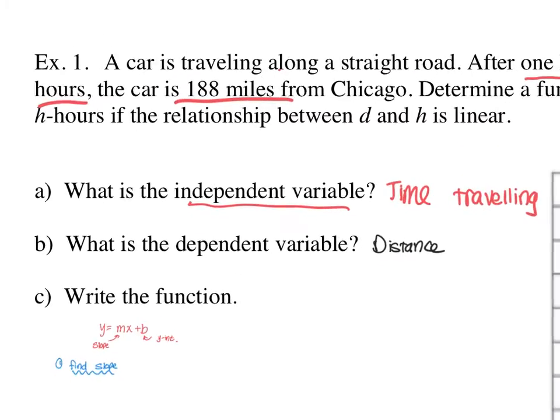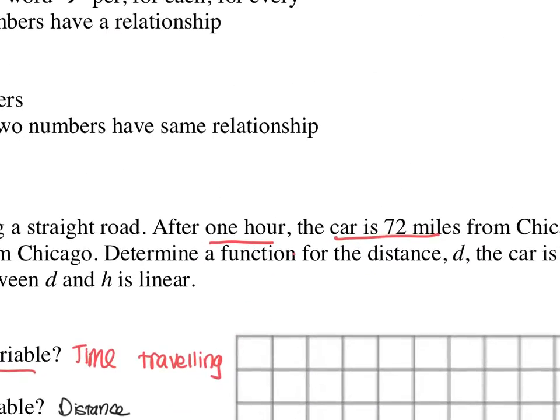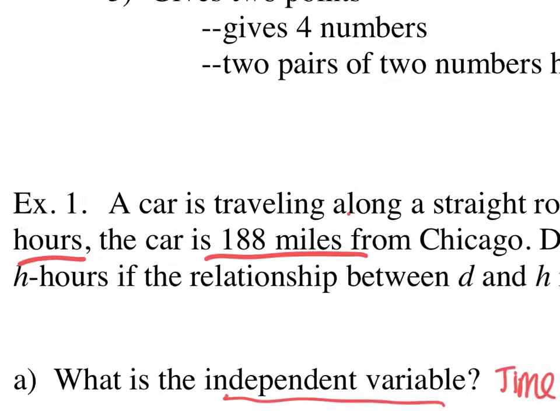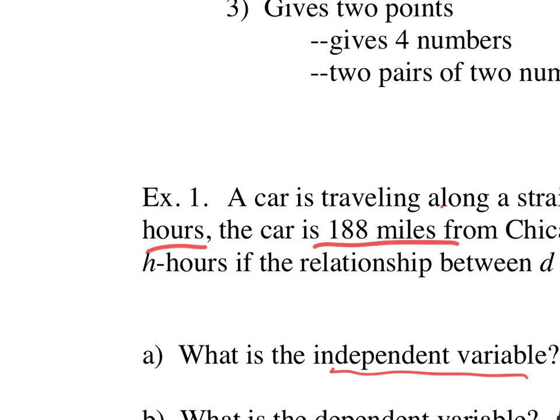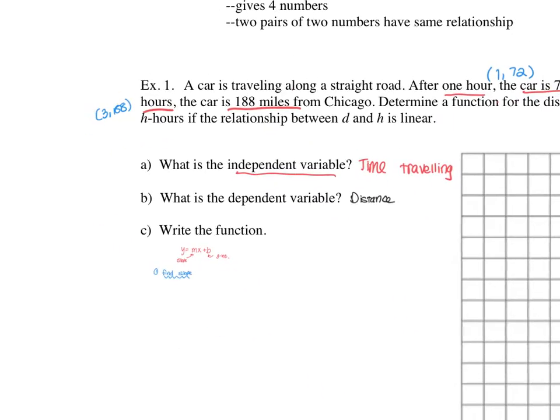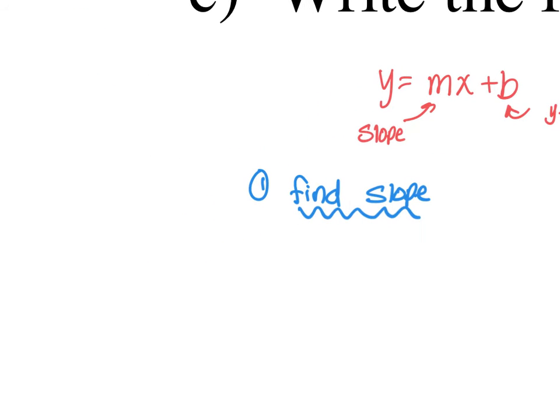So if I look, I have a relationship. I have after 1 hour, the car is 72 miles away. Remember, time is our x and distance is our y value. So I can say this is an ordered pair, (1, 72). And I can say after 3 hours, I'm 188 miles away. So this is the point (3, 188). What we're going to do is we have two points, so we're going to find the slope between those two points. So (1, 72) and (3, 188).